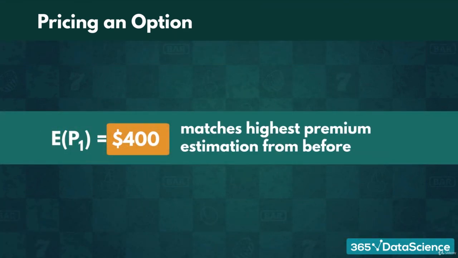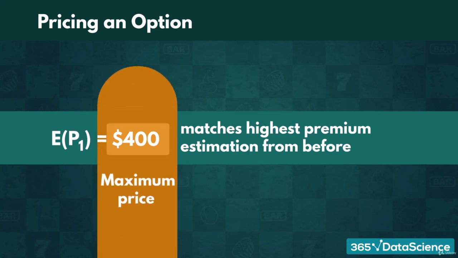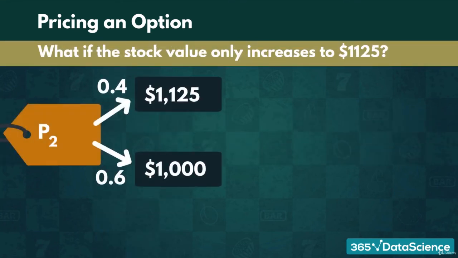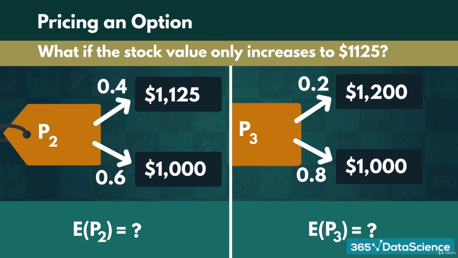This result matches the price we estimated earlier. Therefore, the highest we are willing to pay for this specific option is $400, so we put a maximum price on it. Now, what if the stock value only increases to $1,125, or the likelihood of a price drop goes to 80%? How would these changes affect our decision to take the deal? For homework, you can answer these questions by finding the expected payoffs of the new options.